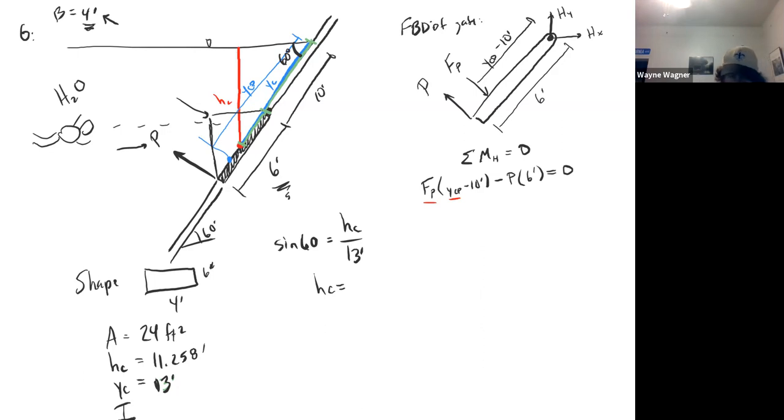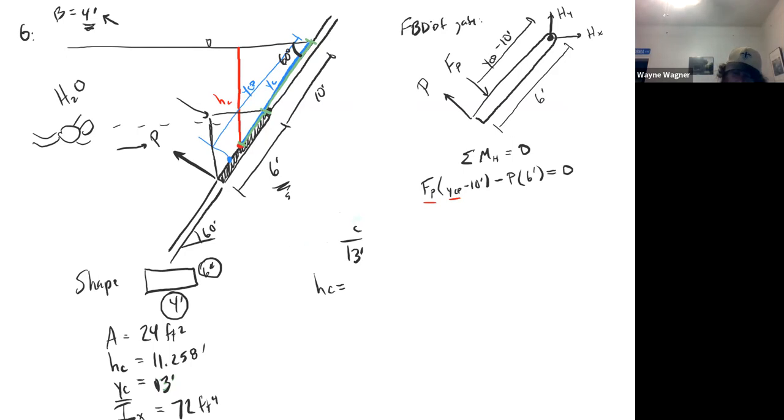The last thing we need is the I bar. Different books will write it different ways. It's the moment of inertia around the centroid of that object, and I'm just going to write it as I bar. It equals 1/12 the base times the height of that rectangle cubed. So 1 divided by 12 times 4 times 6 cubed, which is 72, and that's feet to the 4th. This one's nice, it's got nice, easy numbers. We like easy numbers.